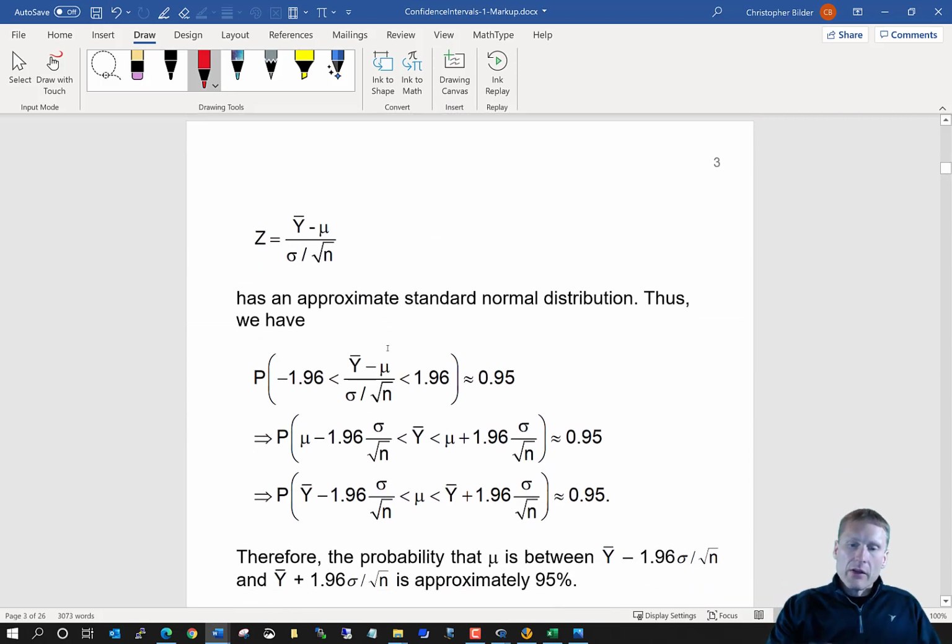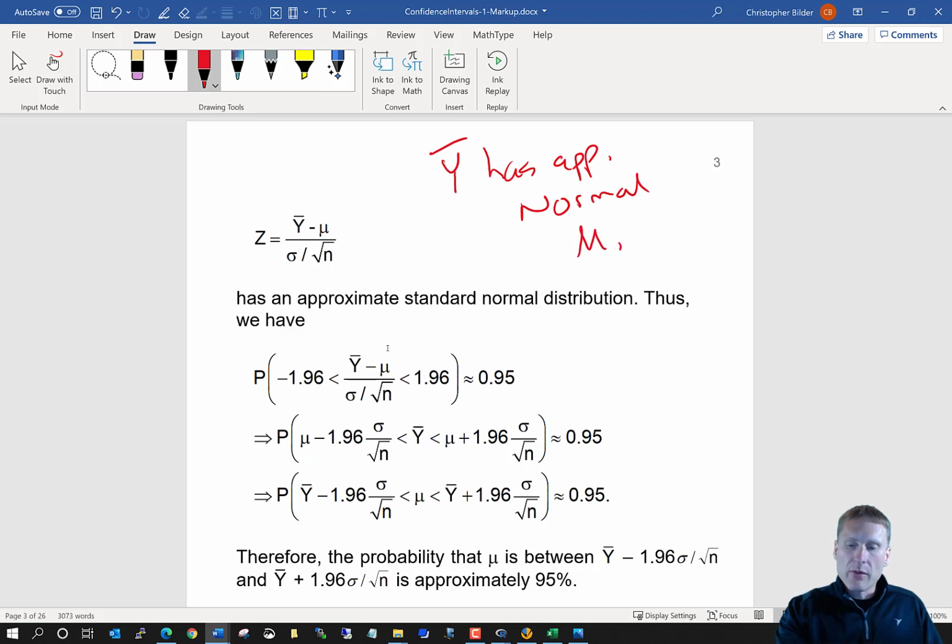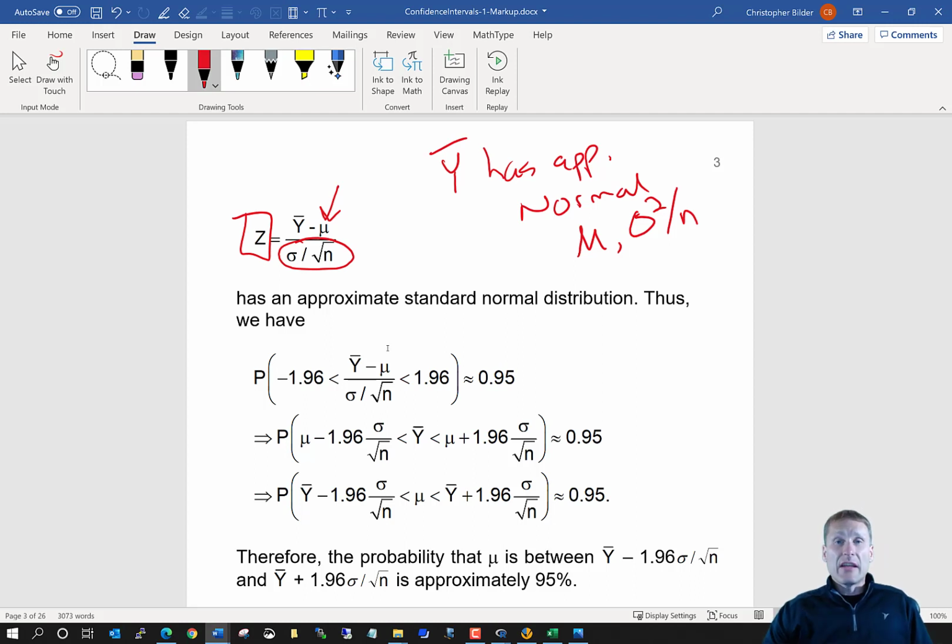Okay, so again, the central limit theorem says that y bar has an approximate normal distribution with a mean of mu, variance of sigma squared divided by n. Equivalently, as we discussed in the past, you can think of this in terms of a standard normal. So I subtract off the mean from the y bar, divide by the standard deviation, and then I get a standard normal random variable. So z has a standard normal distribution, meaning it has mean 0 and also variance equal to 1.